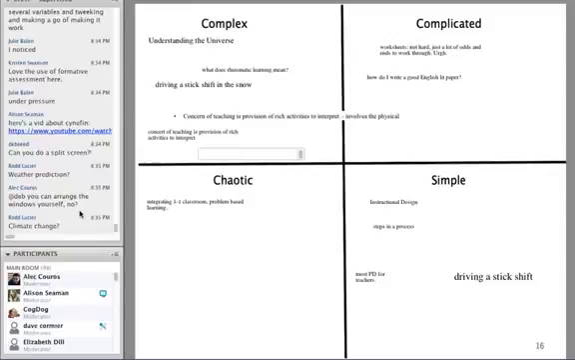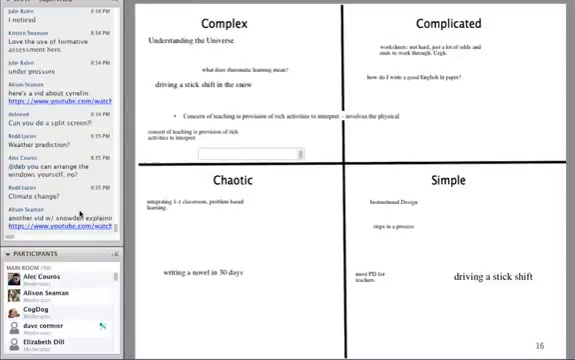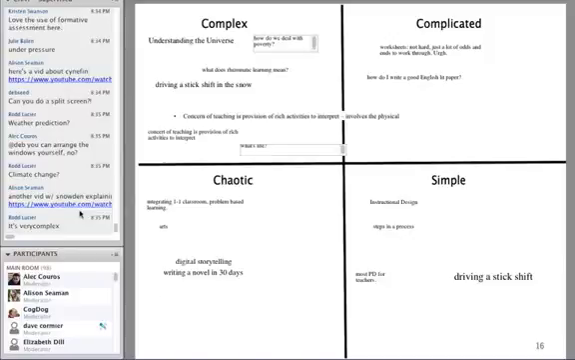Climate change. Do you mean, Rod, what to do with it or what it is? Arrange the windows yourself. Weather prediction. Weather prediction is crazy complex, yeah. Cool.